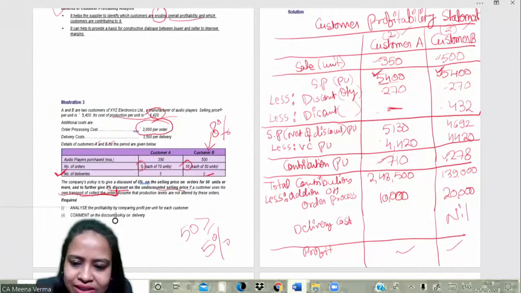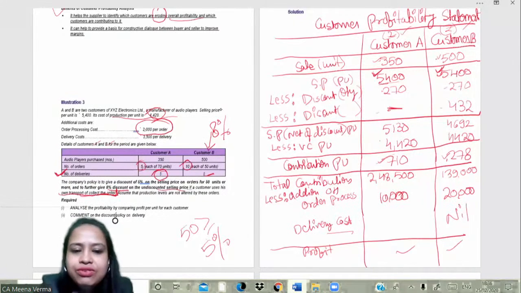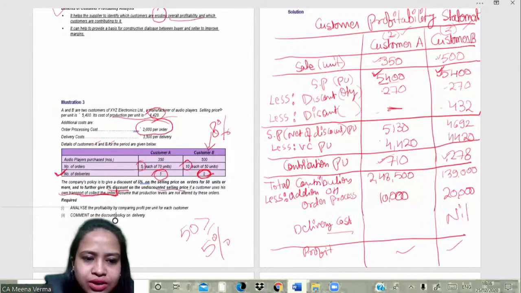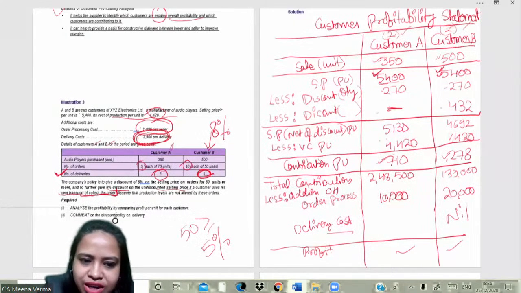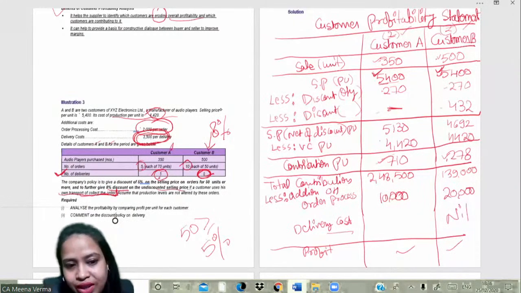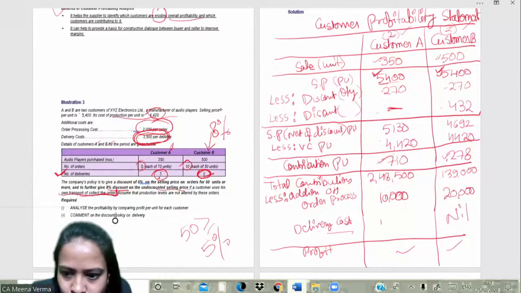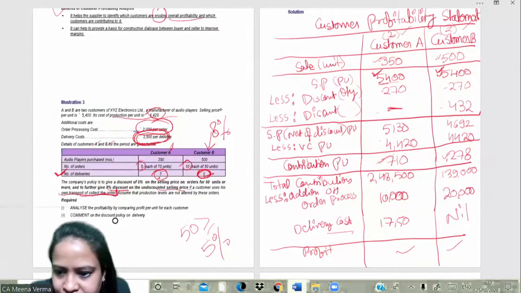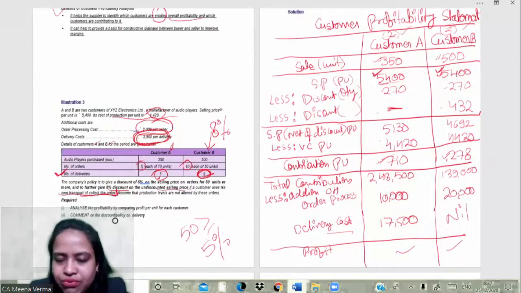Now how will we find the delivery cost? We can see here that customer A is receiving 5 deliveries while customer B is receiving no delivery. So the delivery cost per delivery is 3,500. So the total delivery cost to customer A will be 3,500 into 5. And for customer B, the delivery cost is 0, nil. Okay, so here 3,500 into 5. This value is the delivery cost, 17,500. So after considering this, you will get the profit from each customer.